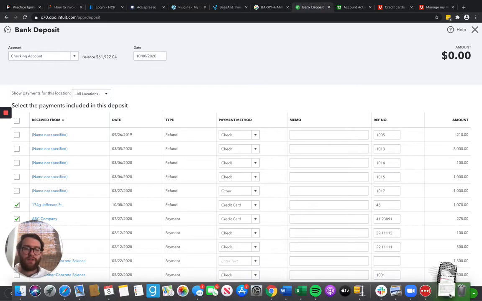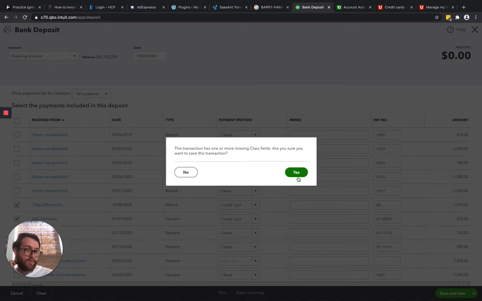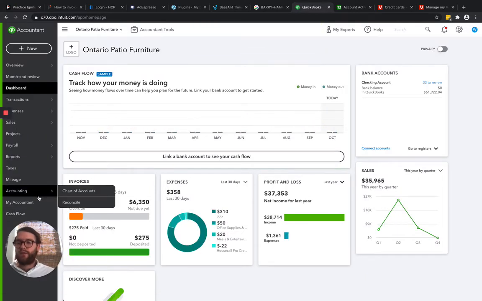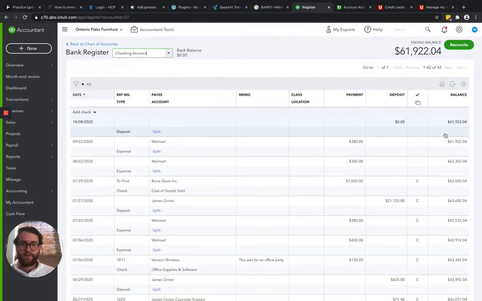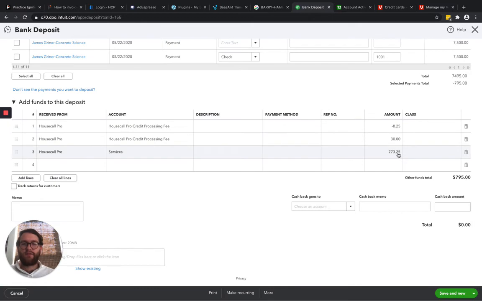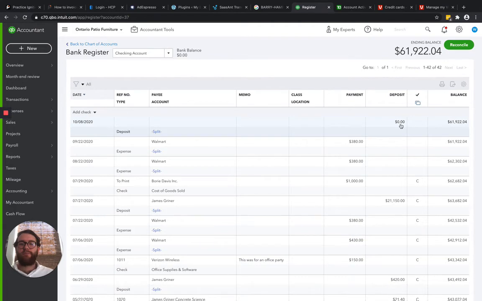So we're going to save this. Perfect. And so now we've created that bank deposit. And if we go and look at our bank register here, we're going to see that $0 bank deposit. But we need to have that negative $773.25 so that it matches what actually happened in our bank account.